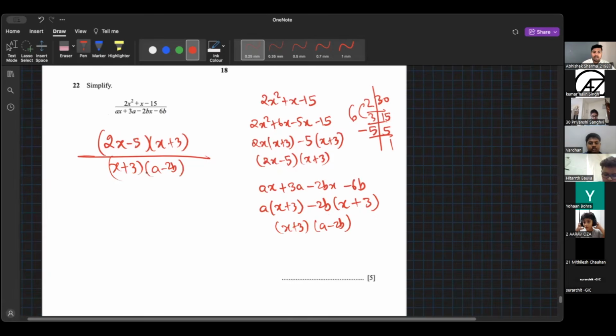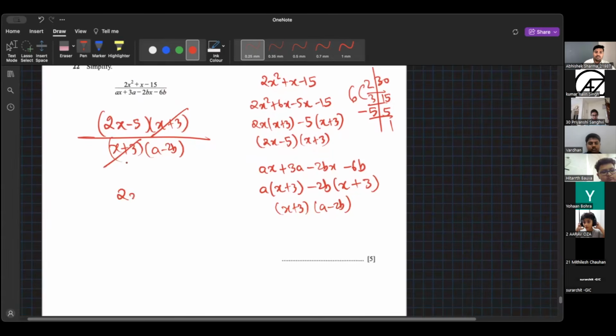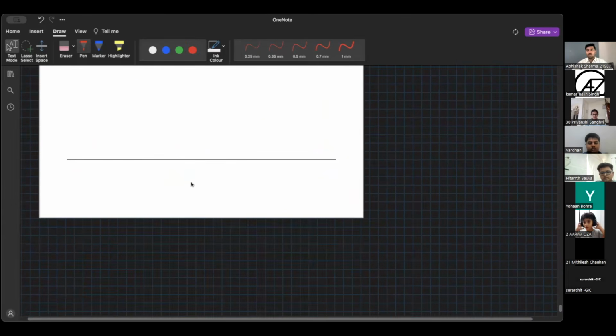So now we can cancel out the common ones. x plus 3 will cancel out. And then we can write 2x minus 5 upon a minus 2b as our final answer. 2x minus 5 upon a minus 2b. And with this, we are done.